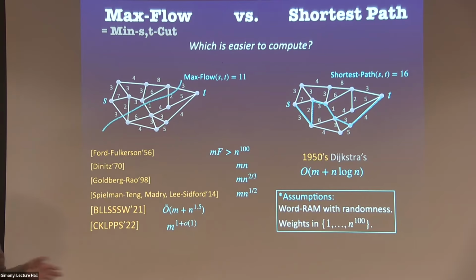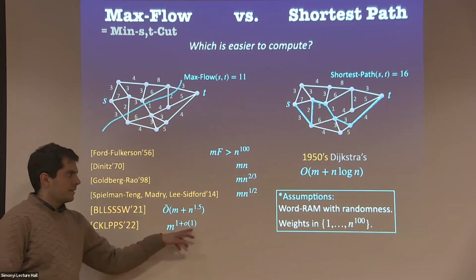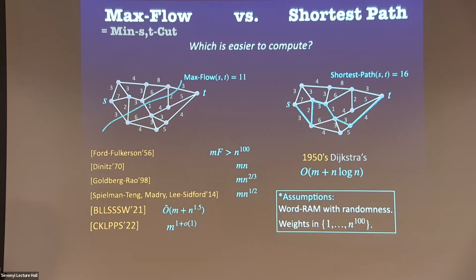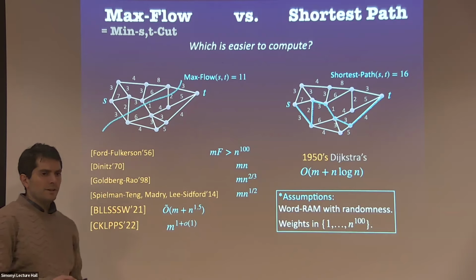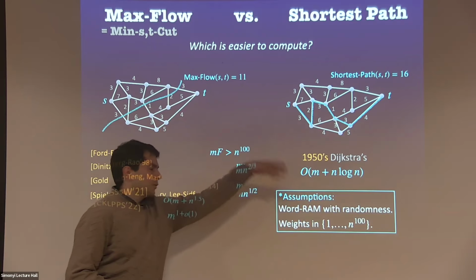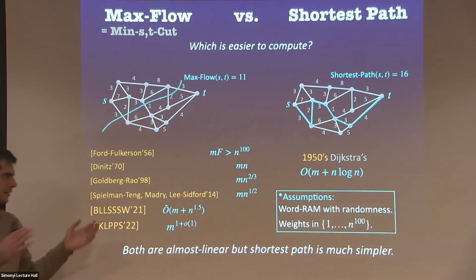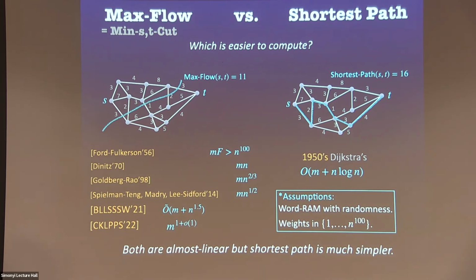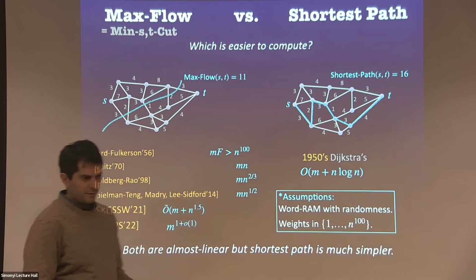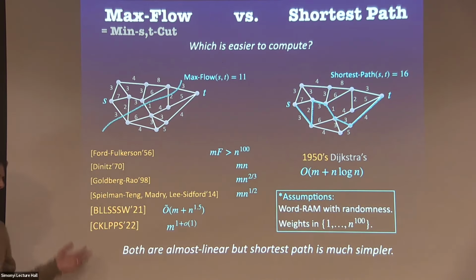Throughout the talk, I'm going to be mostly ignoring these subpolynomial factors. I'm only going to care about the polynomials. And also, I'm just going to drop m and analyze things in terms of n. So both of these things are like n squared, since m could be up to n squared. So both of these are easy problems, essentially linear time solvable. But of course, this is much, much simpler, right? Dijkstra is very, very simple, very easy. This is a very complicated paper building on hundreds of pages of work.